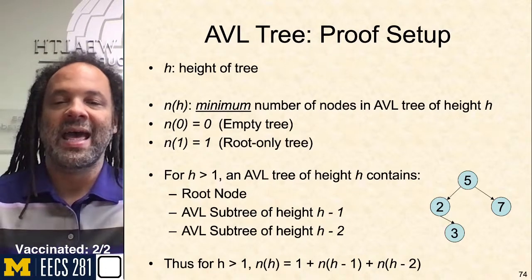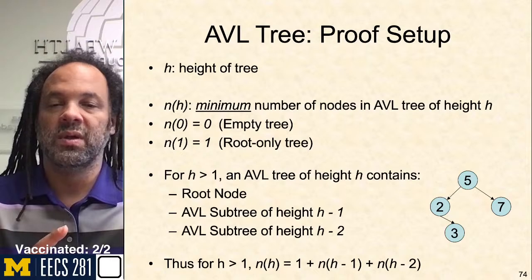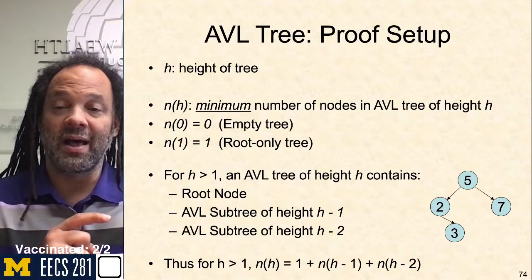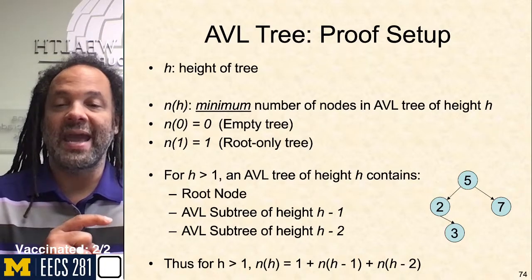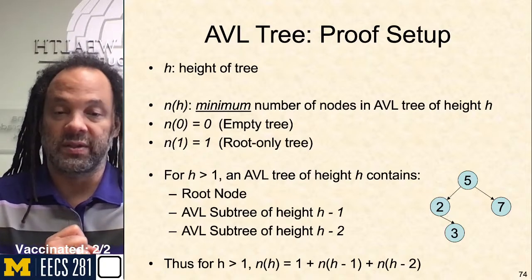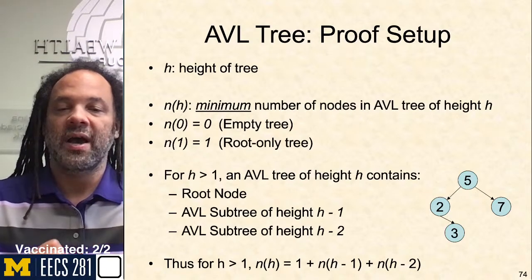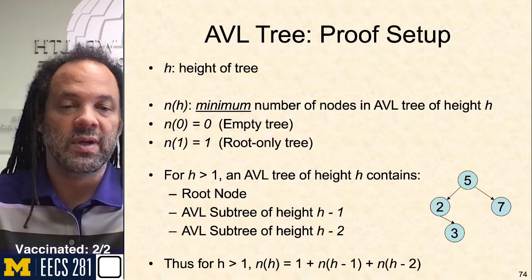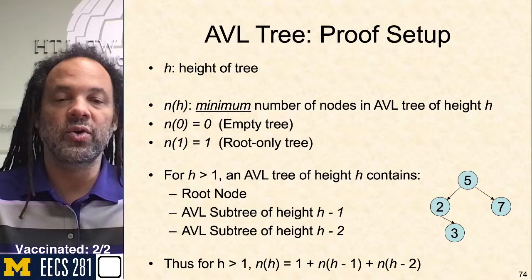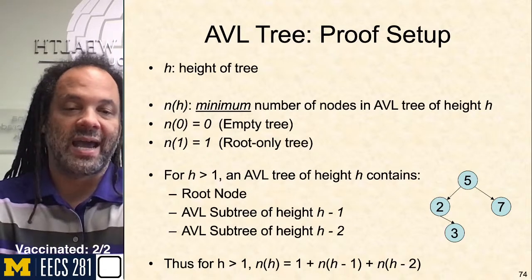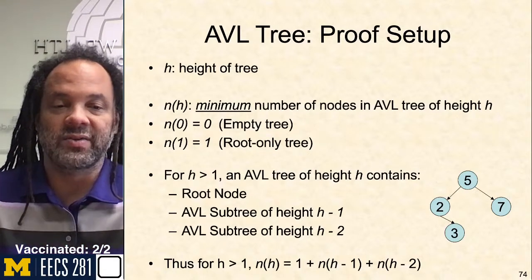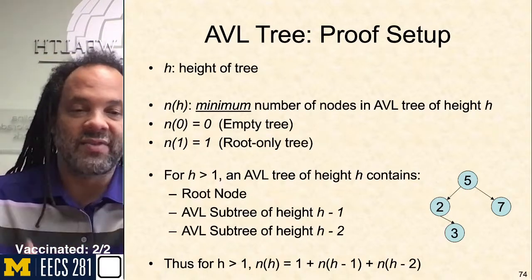In that case, I can say the total number of nodes has to look like something where I've got a node at the root and then an AVL subtree of height h minus 1, that's the tall side, and then an AVL subtree of height h minus 2. On our picture over there, we've got 5 at the root. We've got a tall side that's got 2 and 3 underneath it, and then a short side that has 7 underneath it. 2 and 3 give me a nice balanced AVL subtree. 7 is an AVL subtree. 5 is an AVL tree.